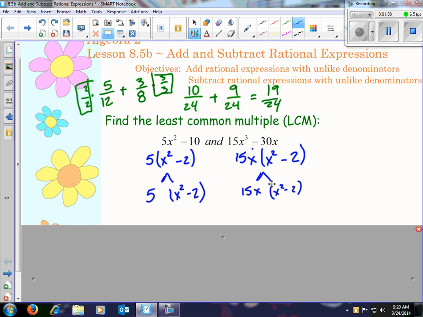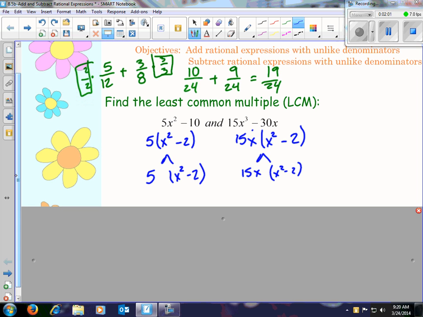Remember, this has to stay a whole piece. Then this 15x is going to break down to 15 and x. And then I have x squared minus 2. And my 15 is going to go to 5 and 3. So now I'm going to look for my matches, and I have 5s. So my 5s go together. So I have 5 out here.